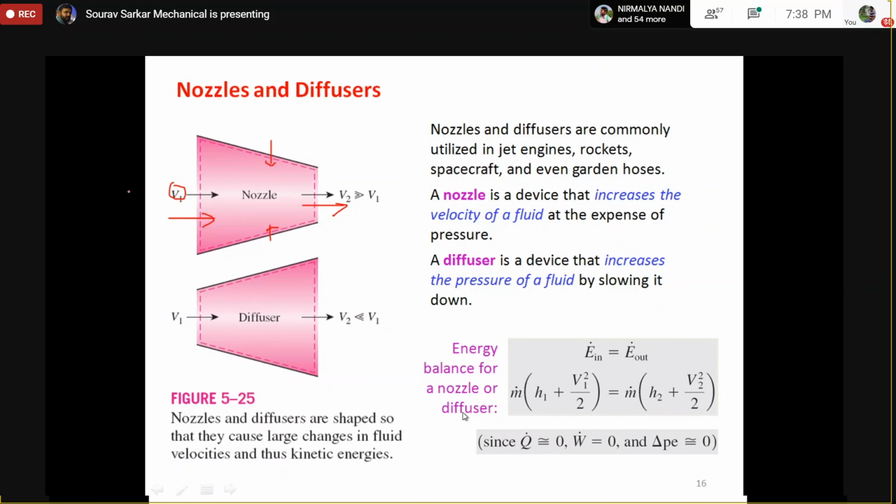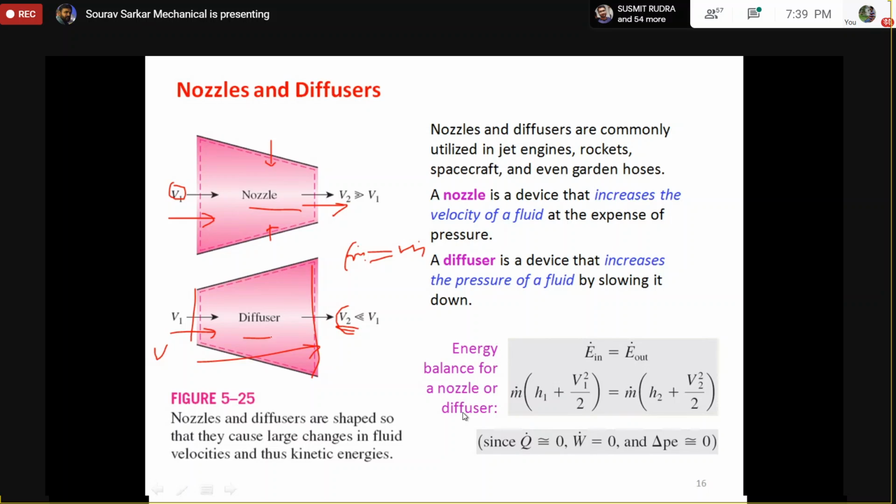There is another device that is basically called a diffuser, where the incoming velocity is high. As it is flowing inside the device, you are gradually increasing the cross-sectional area. As you are increasing the cross-sectional area, what is going to happen? The velocity will reduce. Why is the velocity reducing? Because to satisfy the continuity equation that you have already studied, m dot equal to m dot, whatever is coming, the same thing should leave the system. So the velocity will reduce. This is basically called a nozzle and this is basically called a diffuser.